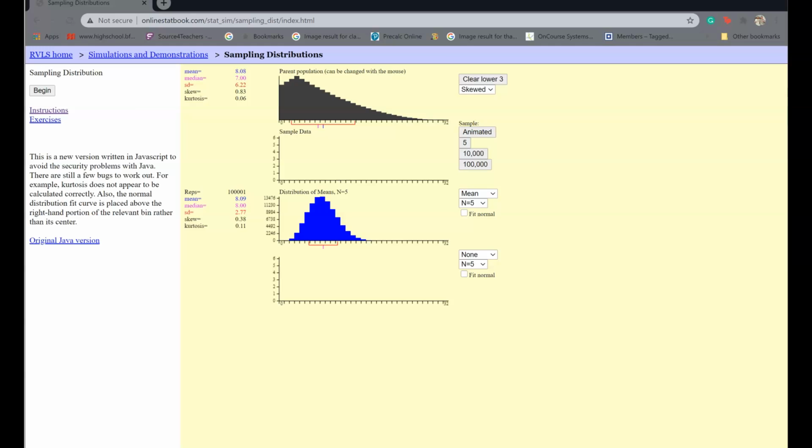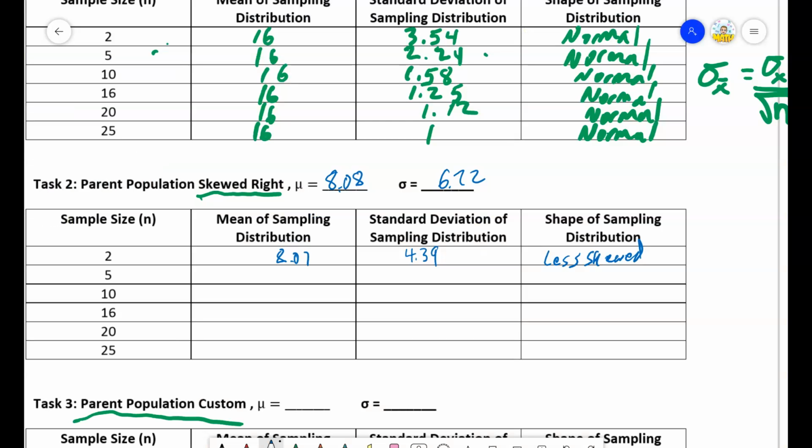And the standard deviation continues to get smaller. That's 2.77. And I'll bet if you take 6.72 and divide it by the square root of 5, it is probably pretty close to that 2.77 number. And this is still 8.08. The mean of the sampling distribution should equal that, and it becomes even less skewed. Almost normal, right? Getting real close to a normal mound shape.